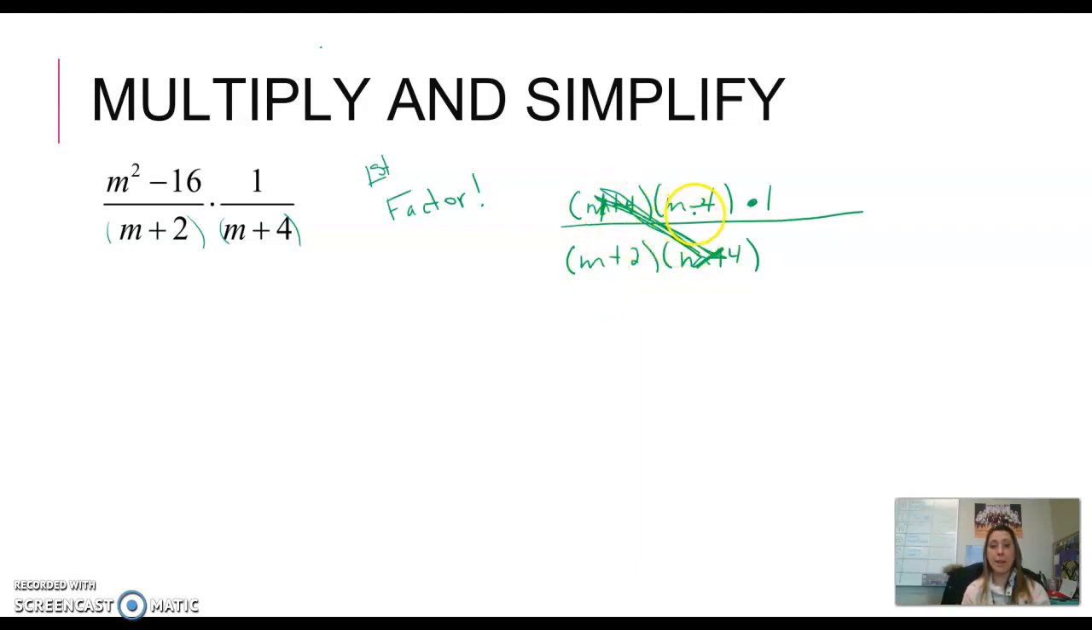And m minus 4, nope, that's it. So then fully simplified, we have m minus 4 over m plus 2. So that is it. So make sure first you factor and then you go on.